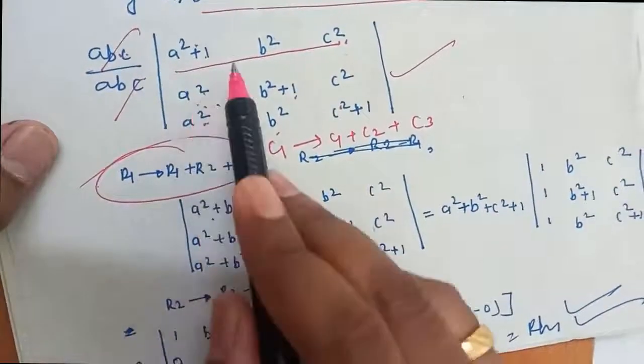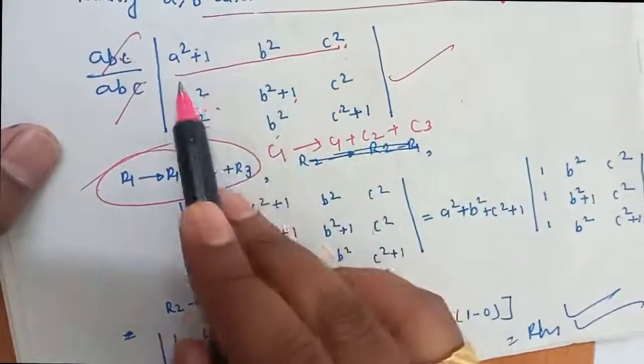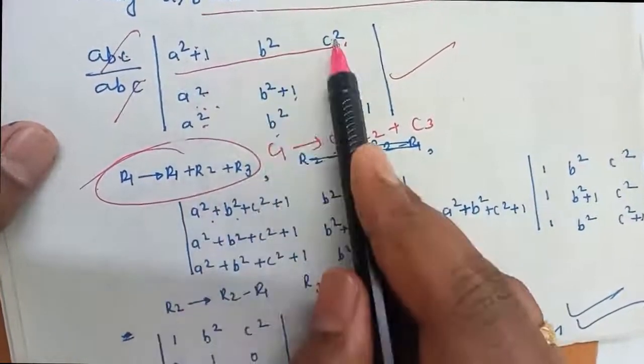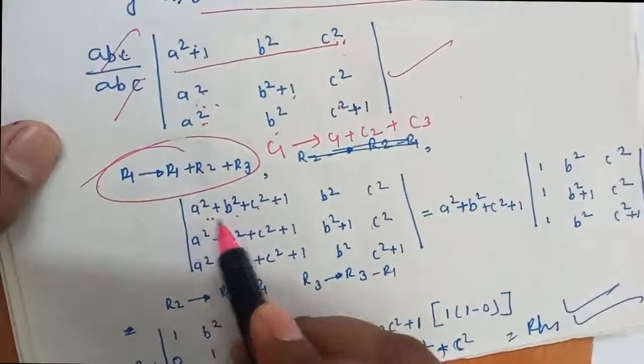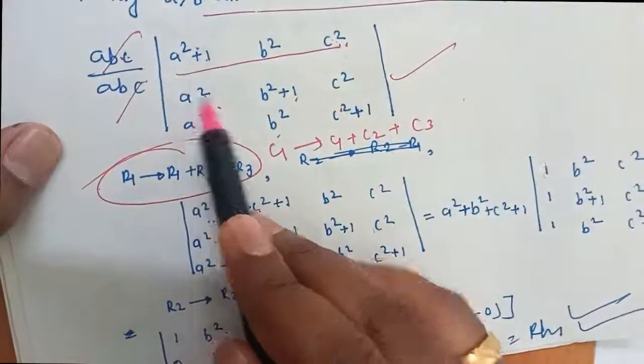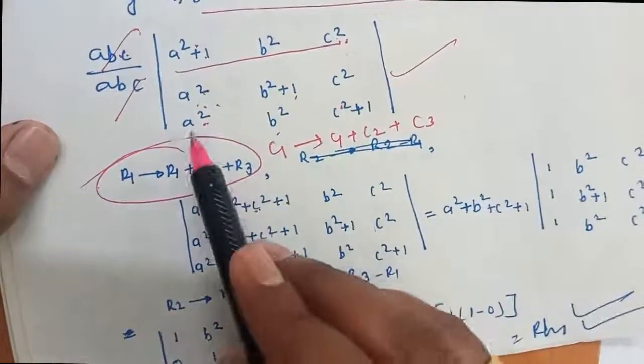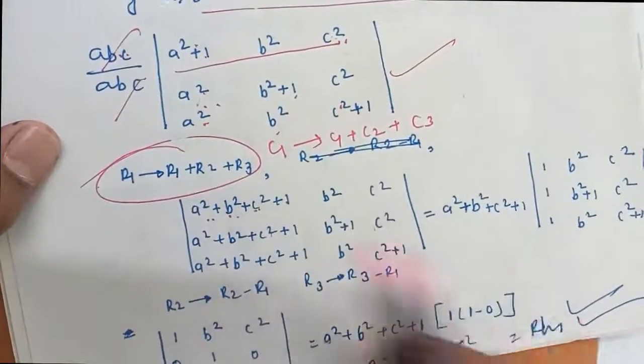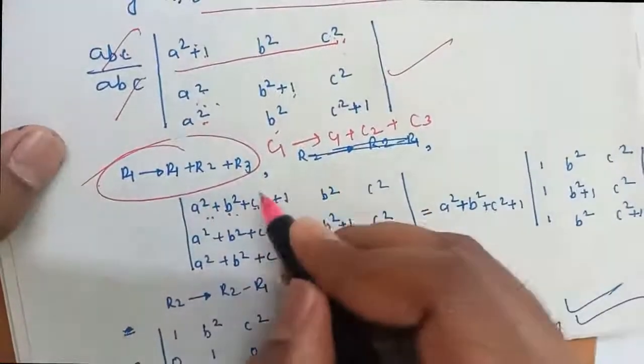So if I am changing C1 by adding C1 plus C2 plus C3, it will become A square plus 1 plus B square plus C square. So ultimately I will get A square plus B square plus C square plus 1. Similarly, A square plus B square plus C square plus 1. Again here A square plus B square plus C square plus 1. That means this is column 1.